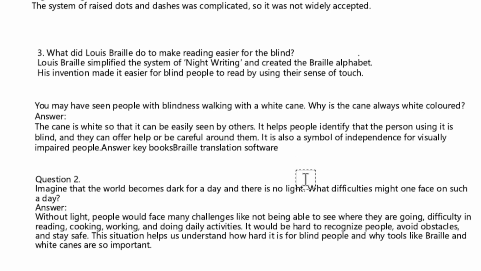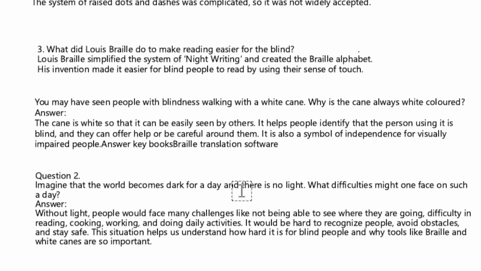Okay, so the answer is, you may have seen blind people walking with a white cane. The cane is white so that it can be seen easily by others. It helps people identify that the person using it is a blind person, so that they can offer help or be careful around them. We should not hit them. We should leave space for them while walking. It is also a symbol of independence of visually impaired people.